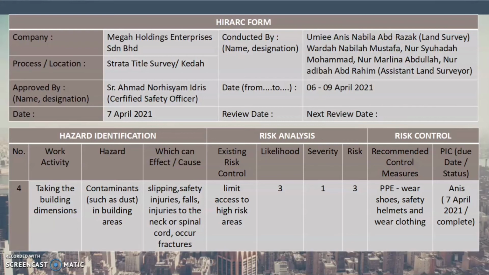So remember, safety is our number one priority. Stay alert and don't get hurt.